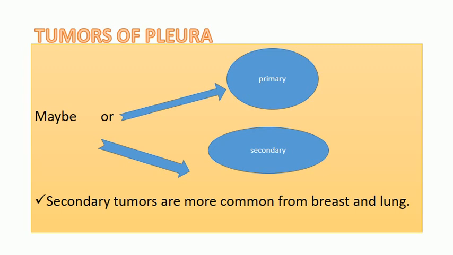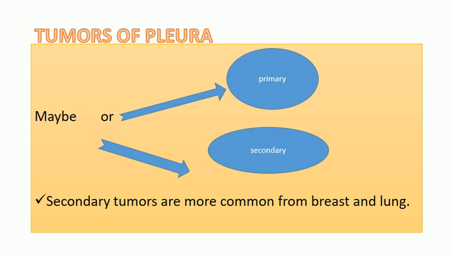In our third session, we will look at the tumors that affect the pleura. We have seen various factors and a group of diseases, grouped into inflammatory or non-inflammatory, that affect the pleura lining the cavity. In this session, we will look at the tumors that affect the membrane lining the pleural cavity.